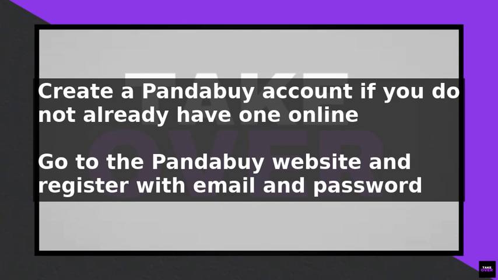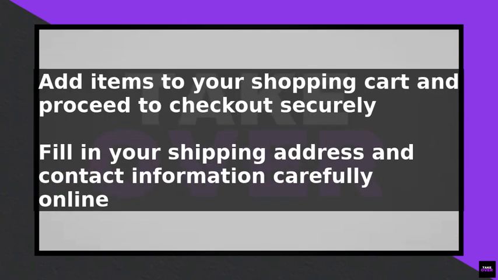Once you have an account, browse the website for the items you want to purchase. Add the items to your shopping cart by clicking the Add to Cart button next to each item. When you have added all the items you want to buy, click on the shopping cart icon and then click on the Proceed to Checkout button.